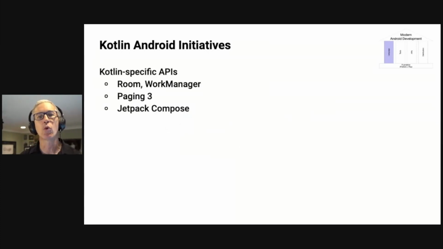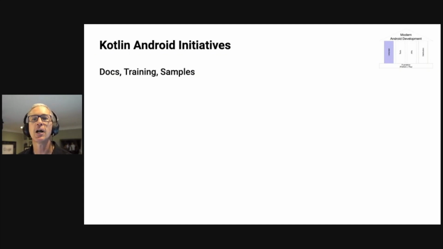We have been working a lot on Kotlin-specific APIs to make it easier for Kotlin developers to use all of these things. In Room and WorkManager, we introduced coroutines to make all of that asynchronous behavior much easier to program to. Paging 3 was completely rewritten. You should check that out. Again, coroutines and Flow for this inherently asynchronous thing of streaming in the data from the database in these pages into your recycler view. And then Jetpack Compose is being built completely in Kotlin to take advantage of all of this stuff. Lots of docs and training and samples that we're coming out with all the time.